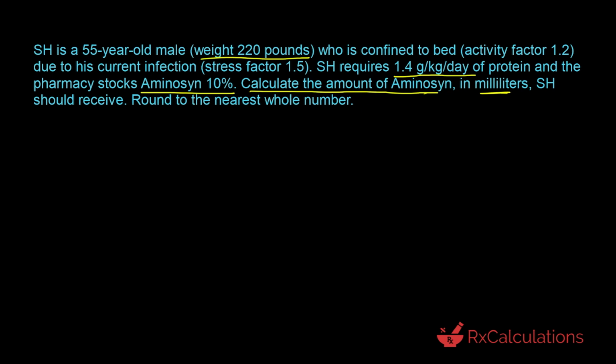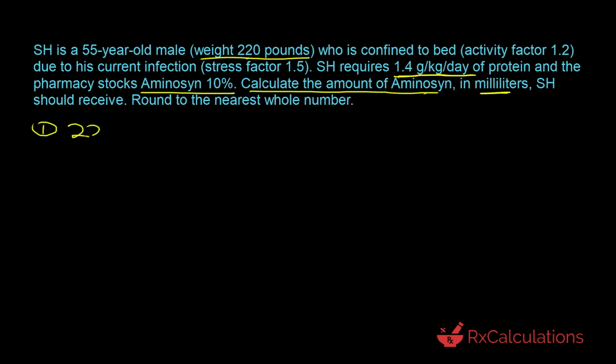So once again, based on the question, I highlighted the important values or numbers in this question. For this question, we really don't need the activity factor. We don't need the stress factor. So when we look at this normalized quantity, 1.4 grams per kilogram per day, what that means is we need to have the weight of the patient in kilograms. Now, you could do all of this in one shot, but just to make the steps clearer, let's talk about the first step. First, convert the weight to kilograms.